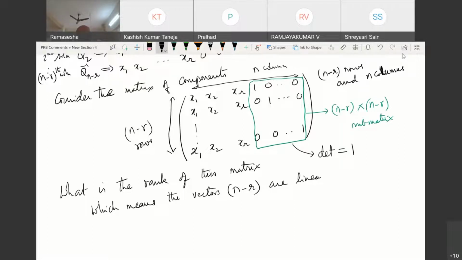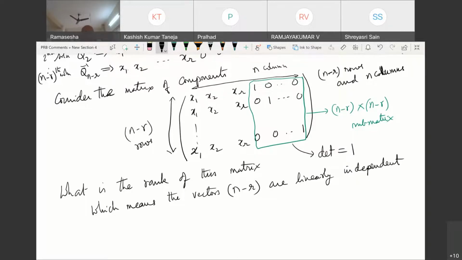Okay, so the rank of a matrix is nothing but the number of linearly independent rows in the matrix, or linearly independent columns, it does not matter. So in this case, it's an n minus r by n matrix, and all the n minus r rows are linearly independent. You can see that you can never express one row in terms of another. So you have n minus r linearly independent solutions.